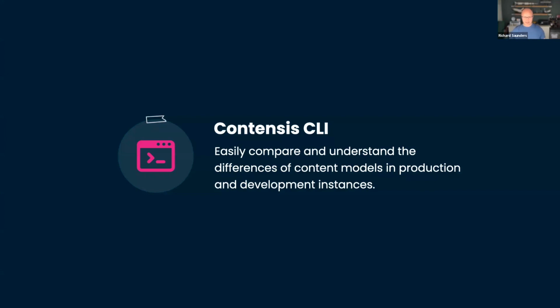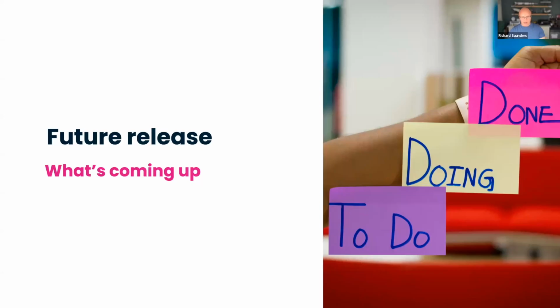If you haven't started using it, look to install it. We can share the link on Slack, and there's hopefully more documentation to follow on Contensis.com in the next few months on some use cases. So those are all the updates for 16.1. I'm aware of time, but what's coming up in the future?